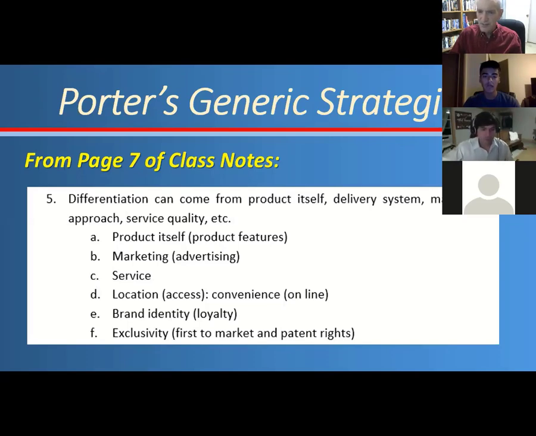Location, access, convenience, that can be important. I think Starbucks, you know, they're everywhere. That gives you an access kind of advantage.